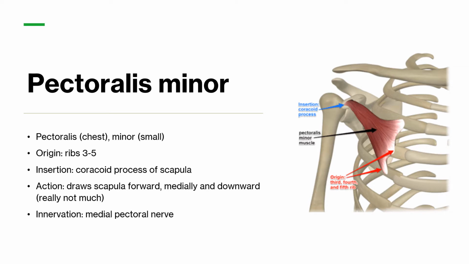What does it do? It draws the scapula forward, medially, and downward. It sounds like it does a lot, but it really doesn't do much. It's basically a stabilizer muscle. It helps keep the scapula against the chest wall. It's innervated by the medial pectoral nerve.